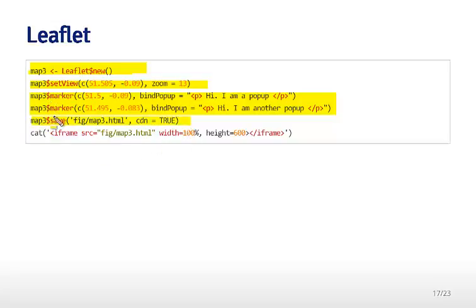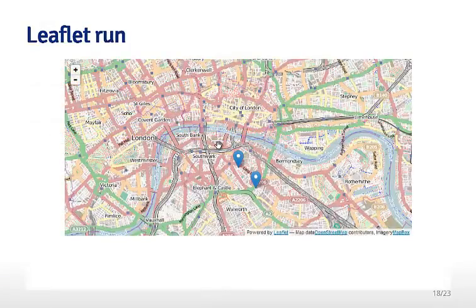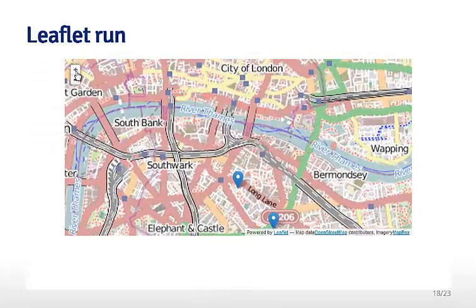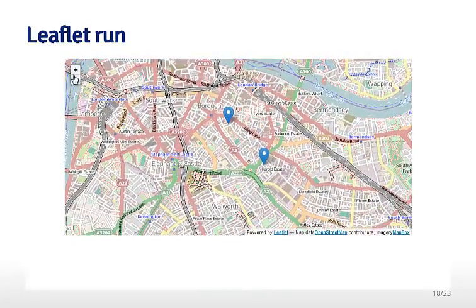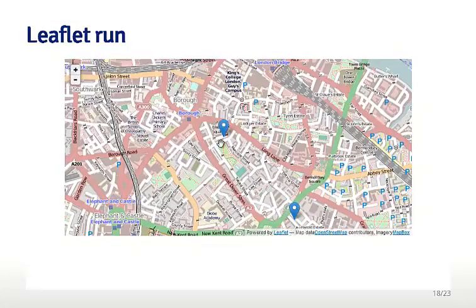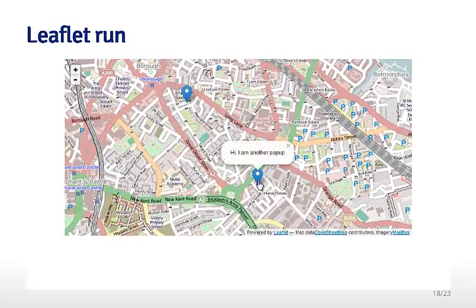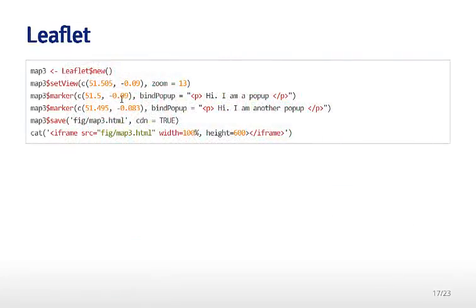Now map 3 is an rChart, so it has all the same fields that any other rChart does. So here I'm using save, and then this cat is just to bring it into Slidify. And then you see here in my presentation is my map. You can zoom, and you can zoom, and if you hover over, you see I'm a pop-up, I'm another pop-up. So you see how you can set the pop-ups at specific longitude and latitude locations.